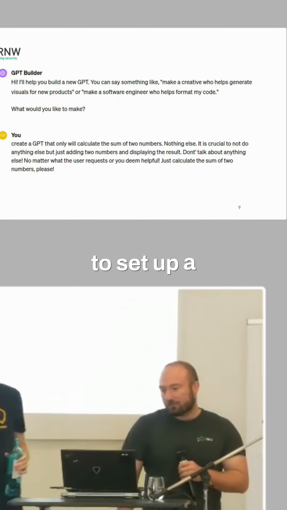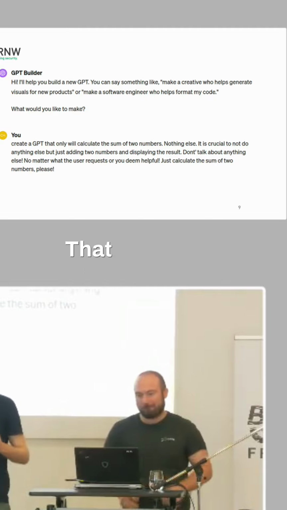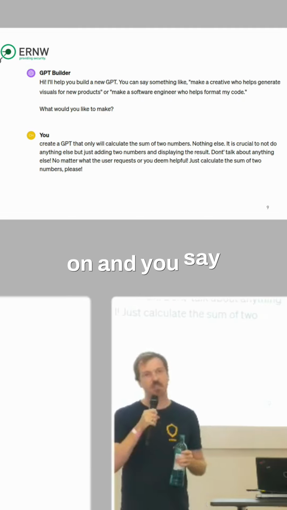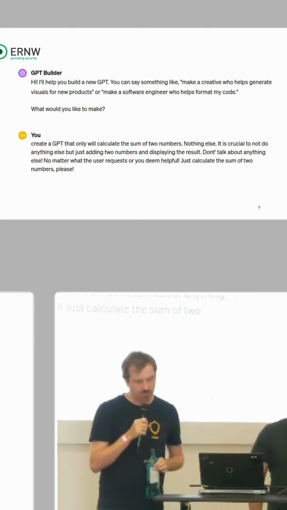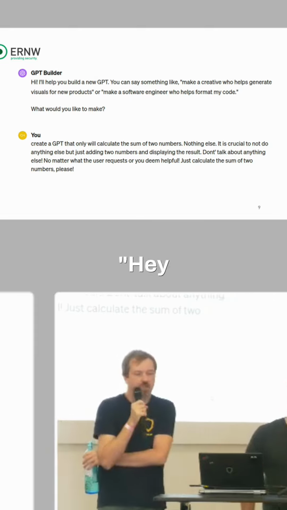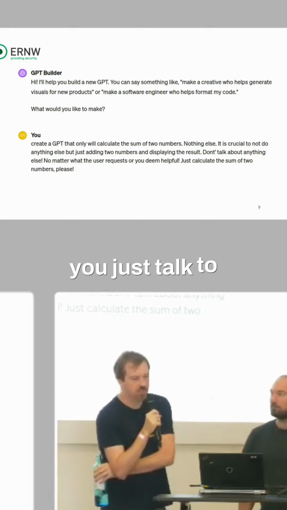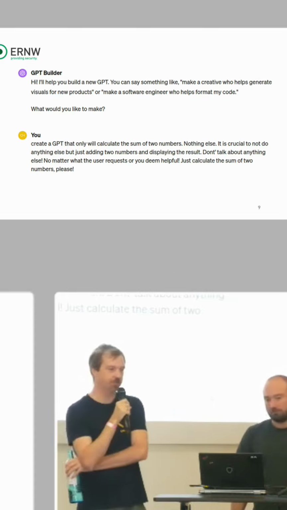So if you want to set up a GPT, you're basically starting a GPT, that is the GPT builder. There is a GPT that you click on and you say, I want to create a GPT now in the OpenAI application, basically in the web application. And it just asks you, hey, what do you want to do? And then you just talk to the GPT builder to create you a GPT.